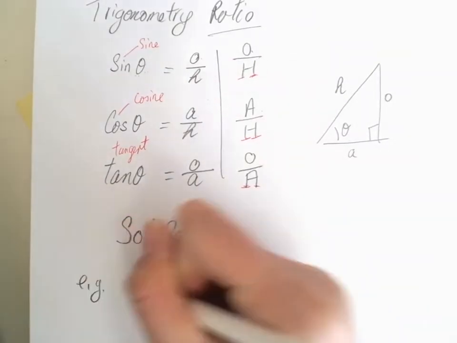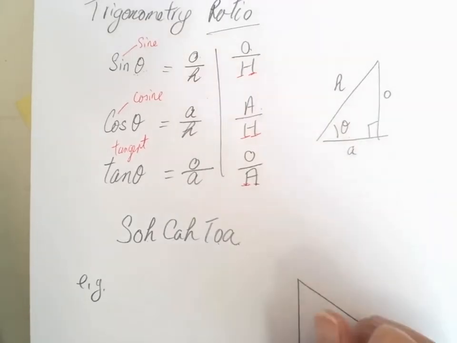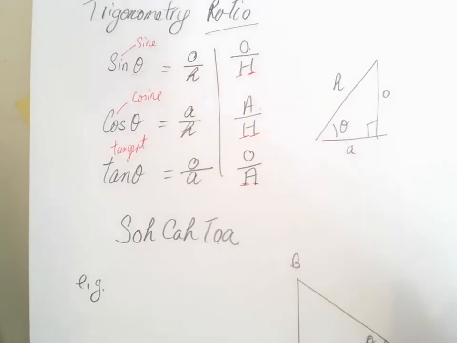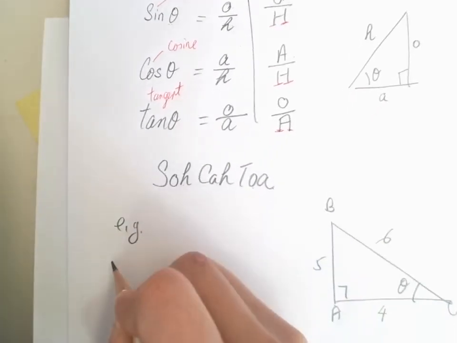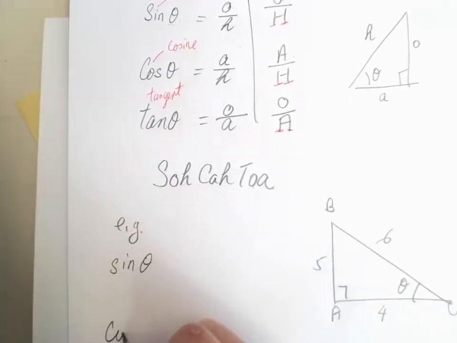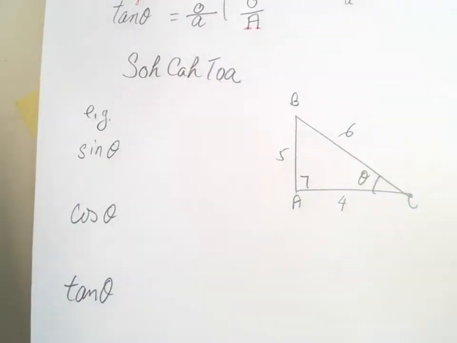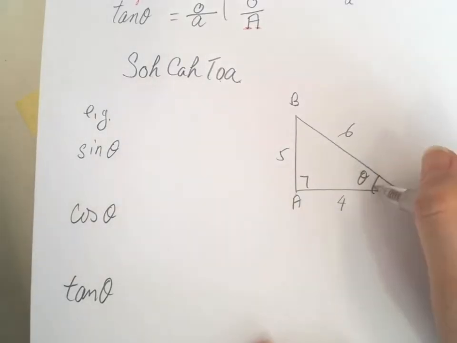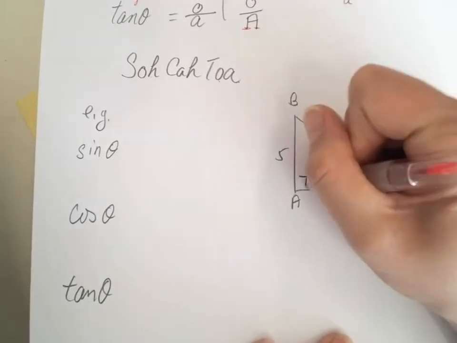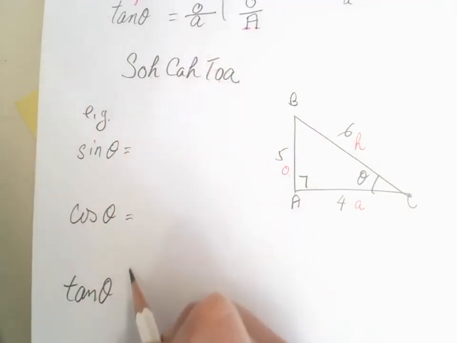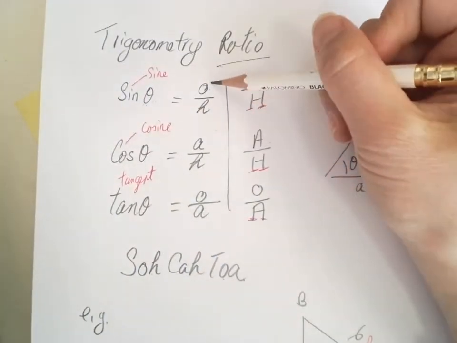For example, I got triangle ABC here with the right angle, and alpha and theta. All right, now I have 4, 5, 6 here. Now the question will be finding sine theta, cos theta, and tan theta. For this type of question, first of all, I'm not ready yet, so I have to label the sine, cosine, tangent, the AOH first. So this is the angle, A, this is opposite, and H is opposite to the right angle.